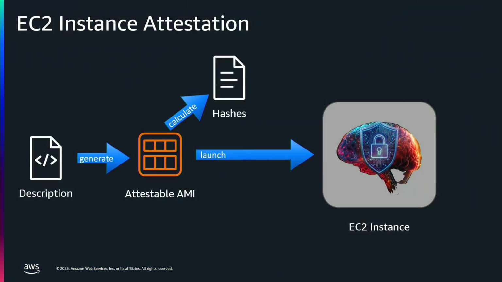So EC2 Instant Attestation means you have a description. There are multiple different formats, I can get into that in a second, of descriptions, but the description describes what you want to have inside of your attestable AMI. Think of it like a Dockerfile. And then you generate the attestable AMI. It's a very special type of AMI that has a special boot flow, which also generates a set of hashes. You can always generate these hashes post-mortem, like when the image is already there, but typically you would generate them while you generate the AMI. And then you can launch the AMI like you would any other EC2 instance.